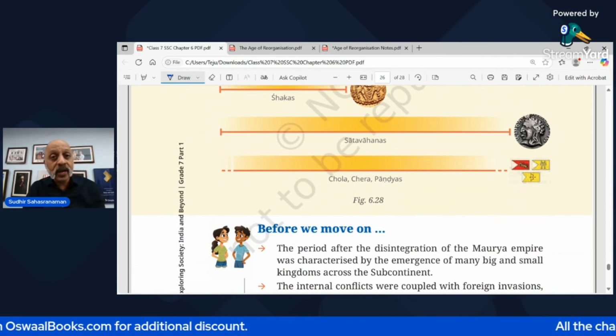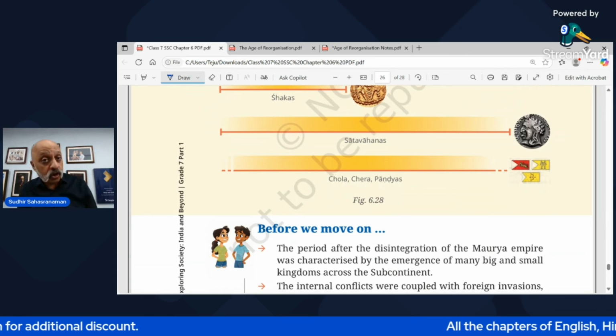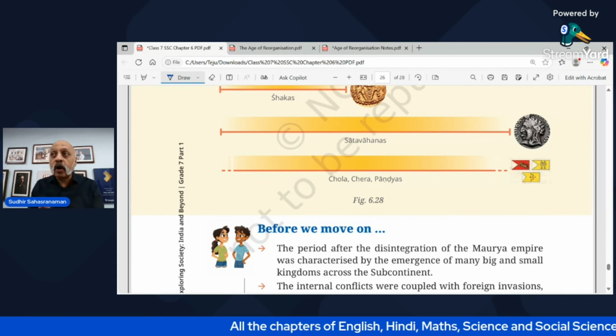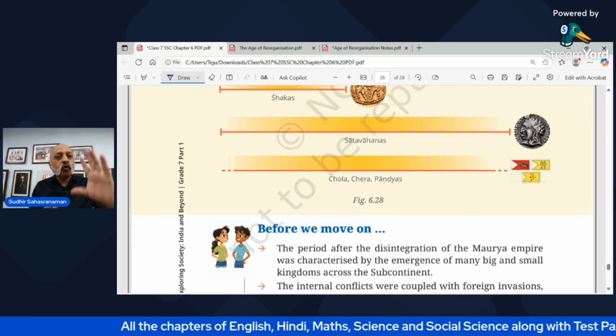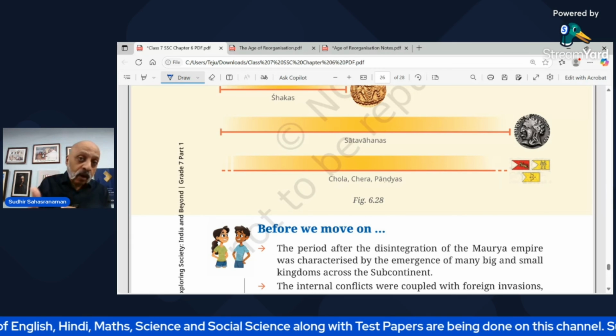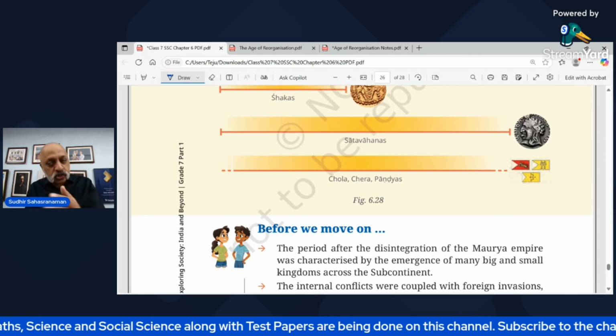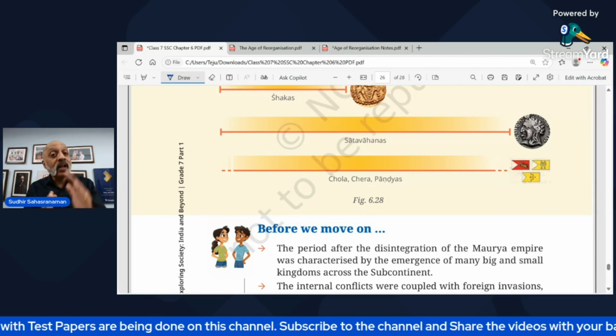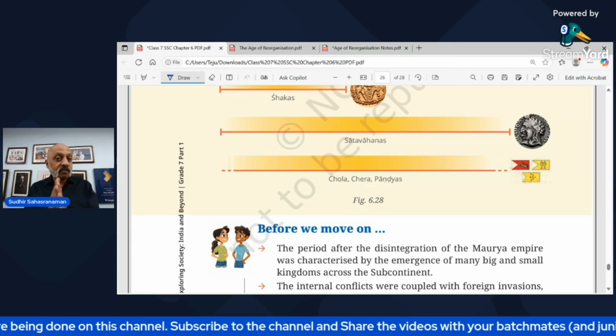So with this, we come to the end of this chapter, the Age of Reorganization. It is a slightly complicated chapter, especially video part 2. But I hope if you know the 4 major dynasties of India and the ones which came from outside, I'm sure you'll be able to do that. Please do what I told you to do in terms of making the table charts. That will really help you in being able to remember it very clearly.